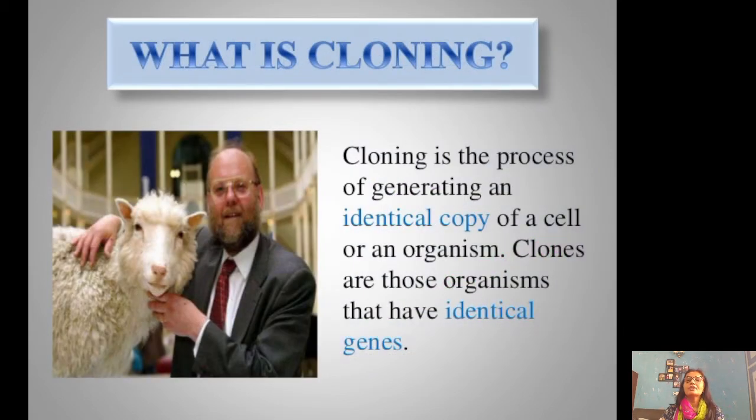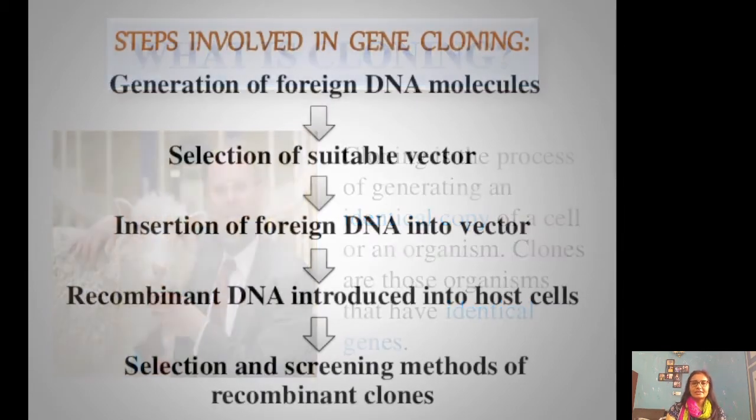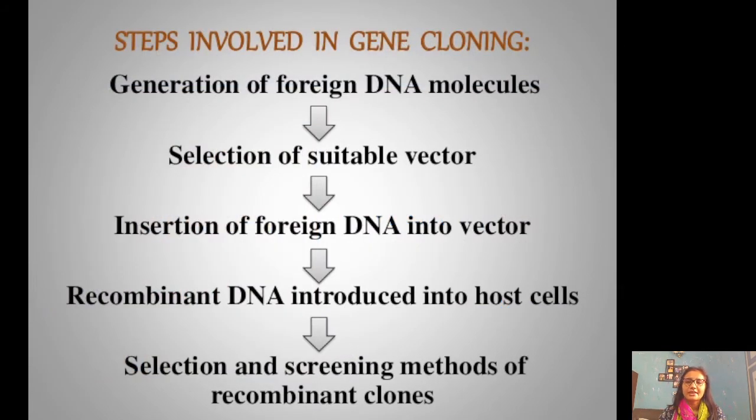Then we will discuss the various steps involved in gene cloning. First, we have to know what cloning is. Cloning is a process in which we generate an identical copy of a cell or of any organism. Clones are those organisms that have identical genes. Then there are many steps involved in gene cloning.